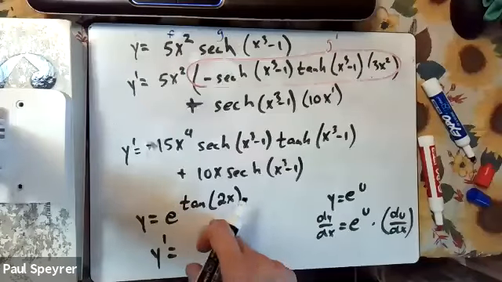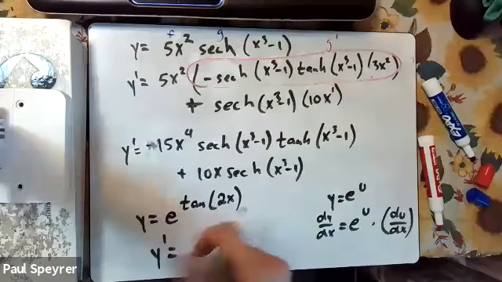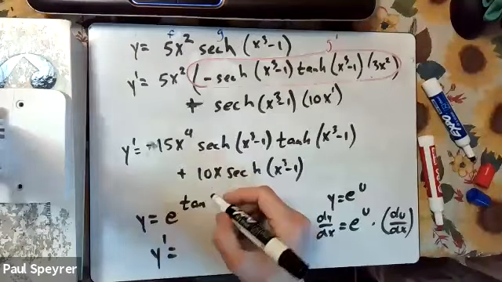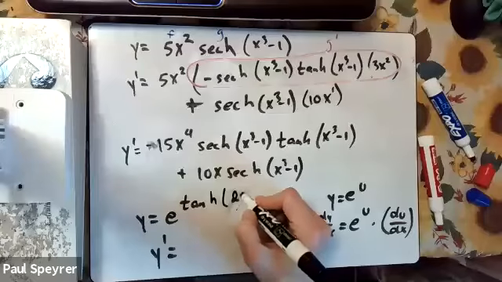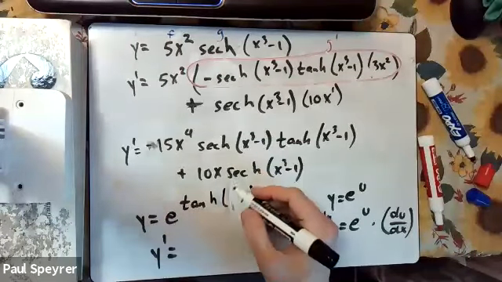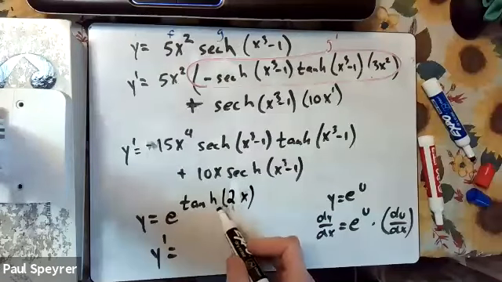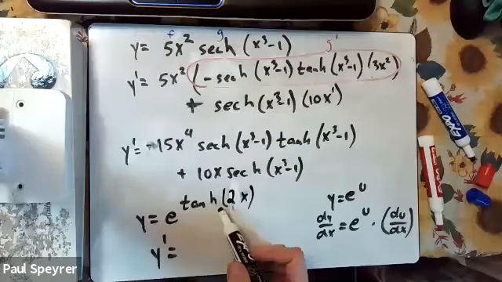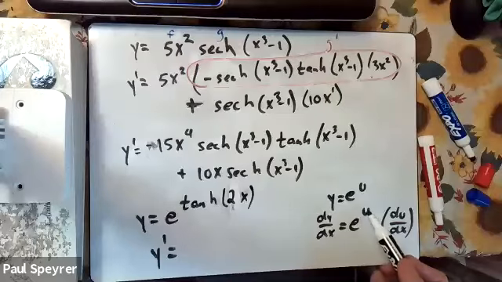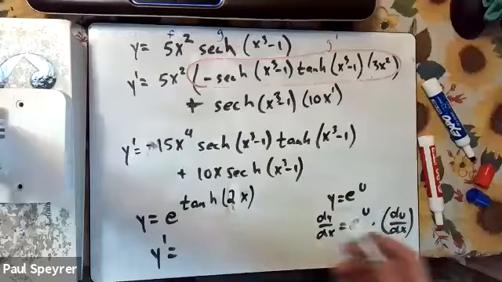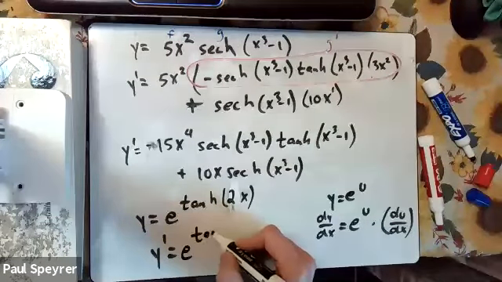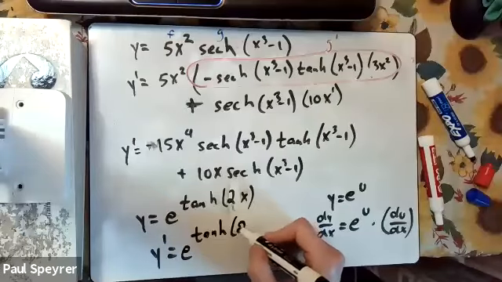So coming back to this, if we need to derive e to the hyperbolic tangent of 2x, make sure you put the h. How do we do that? We just follow this, right? The derivative of e to whatever is e to whatever times the derivative of whatever. So right here we have e to whatever, that's e to the hyperbolic tangent of 2x.